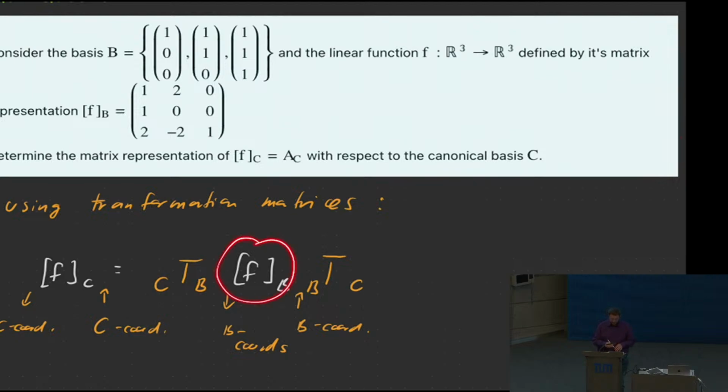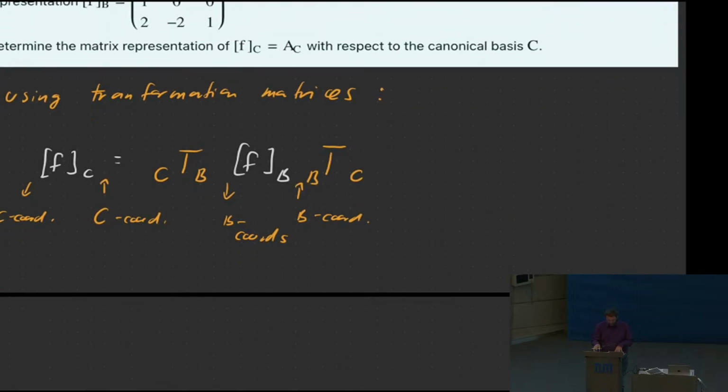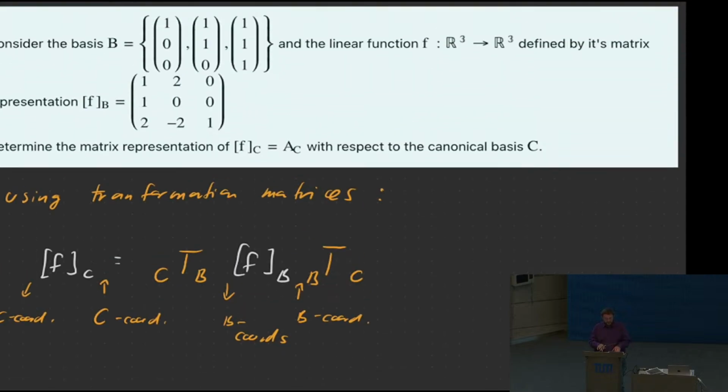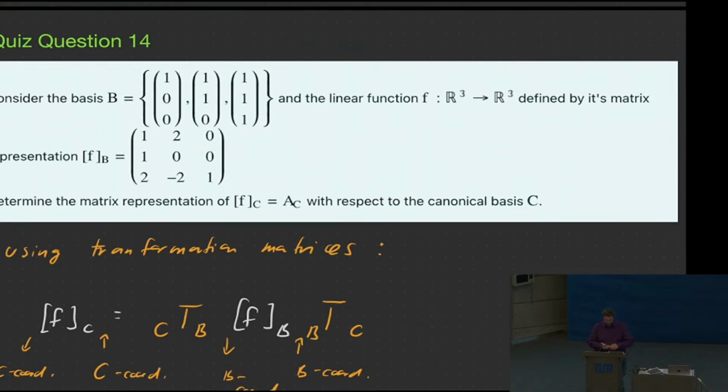We have this here already, so all we need to do is determine those two. And now let's figure out which one of those is easier. Let's see. If we start with B coordinates and want to transform into C coordinates, what do we have to do?